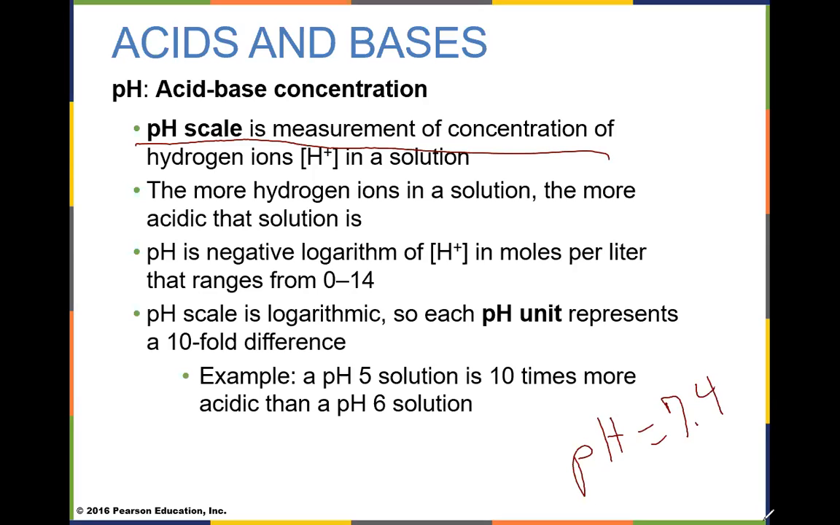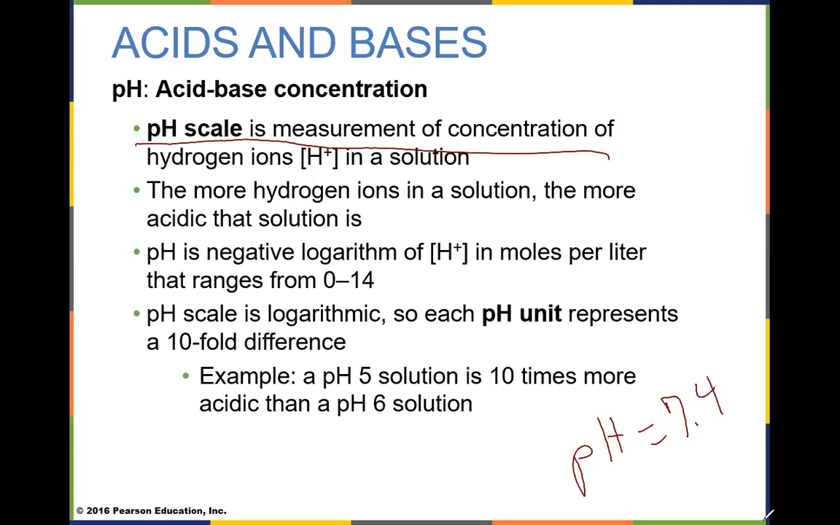Now, the pH scale measures hydrogen ions going from 0 to 14. It is the negative logarithm of hydrogen ions in moles per liter. As a logarithmic scale, each change in pH causes a 10-fold difference. What does that mean?